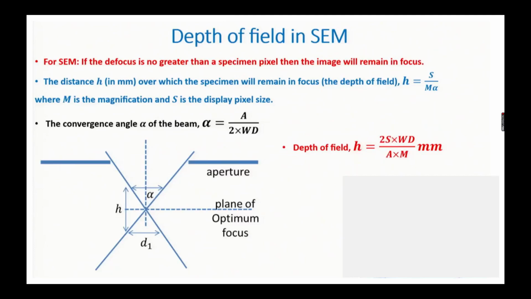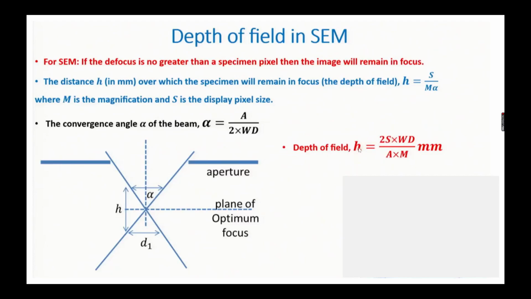This is also related. You can get the relation from your depth of field. When we were covering the optical microscope, we went through what the depth of field is, what the depth of focus is, and how it is related to your resolution. So here the formula is: this is the convergence angle, alpha. Here h is the depth of field, s is the display pixel size, m is magnification, and alpha is the convergence angle. So h = s upon m alpha.